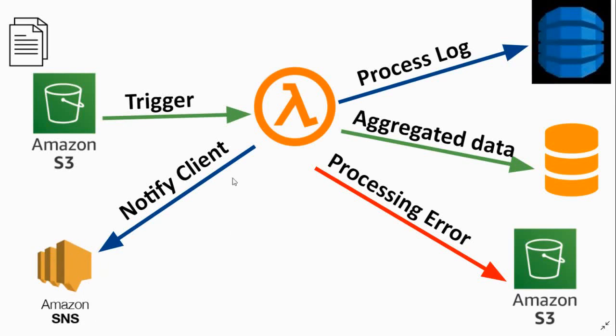And in case of failure, those failed records will be stored in an S3 bucket so that we can reprocess them again, and it will notify the client as well as store those records in DynamoDB so that we can source them later. Now let's head ahead to the console for creating this architecture and implement our Lambda code.